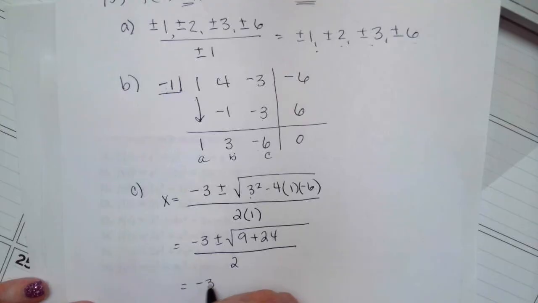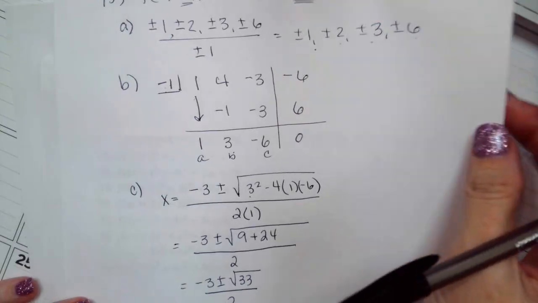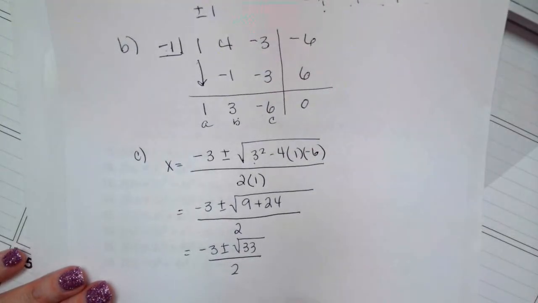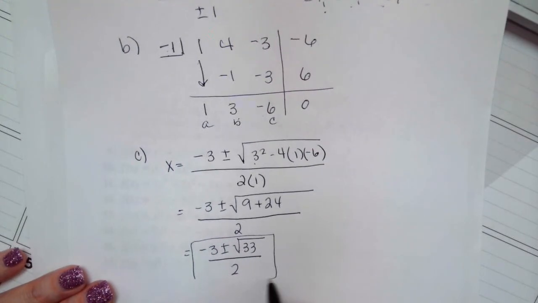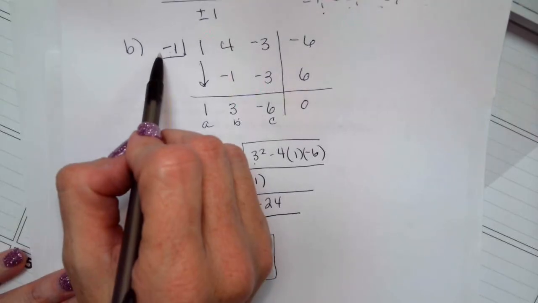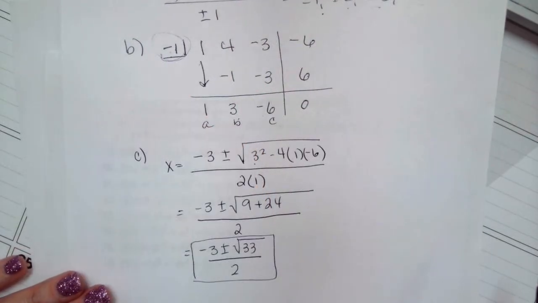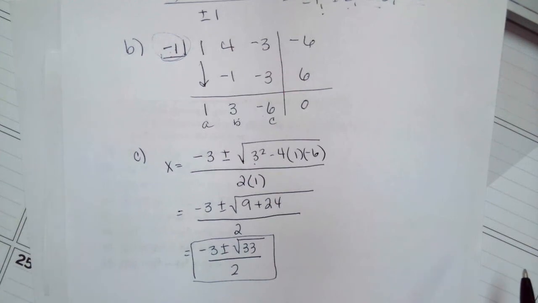So that's going to be negative 3 plus or minus the square root of 33 over 2. Okay, so then, I didn't realize that went off the screen. So that means I have 2 zeros here, and I also have a 0 at negative 1. That is what I'm expecting to see from you guys.